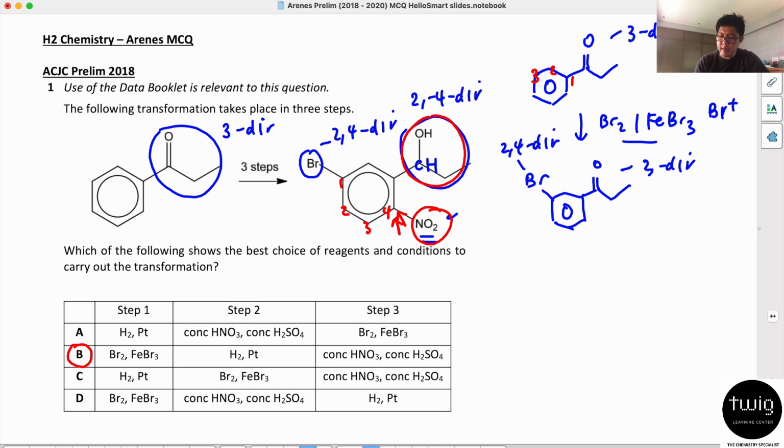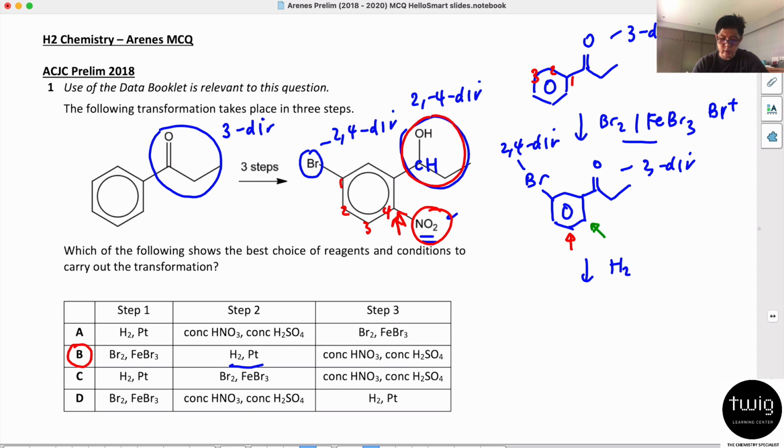But the only thing is this is actually 3 directing, and this is again like 2,4 directing, right? So based on that, the Br will direct any electrophile to this position, but the ketone will direct any electrophile to this position because it's 3 directing, right? So they don't direct to the same place. So what you need to do is to actually do hydrogenation.